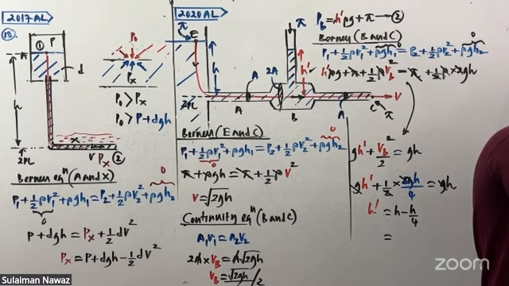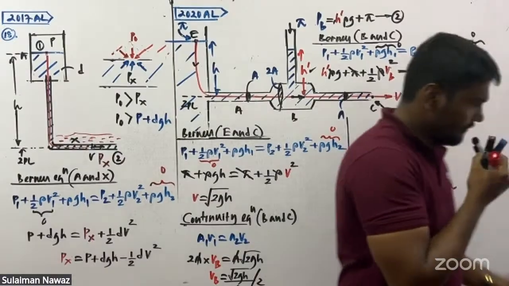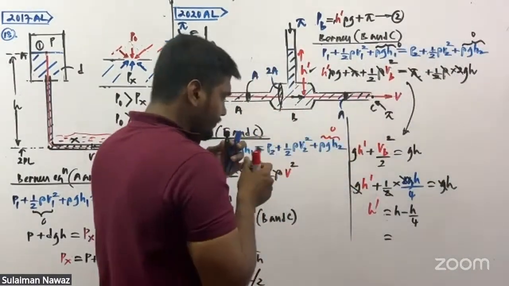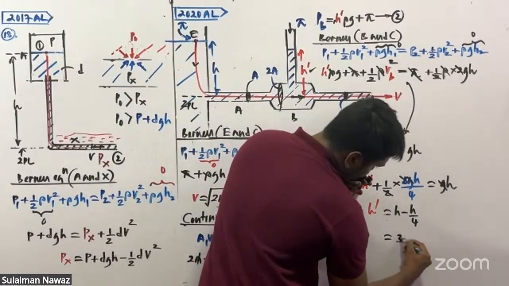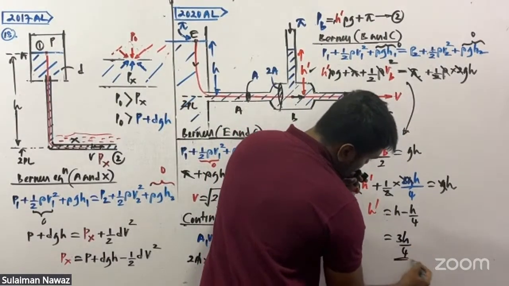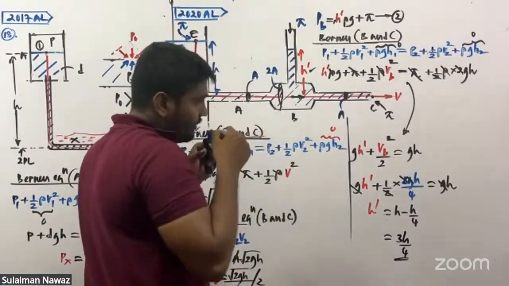It's correct, right? Hands up, who says it's correct answer? It's correct, 3H over 4. Nice question.